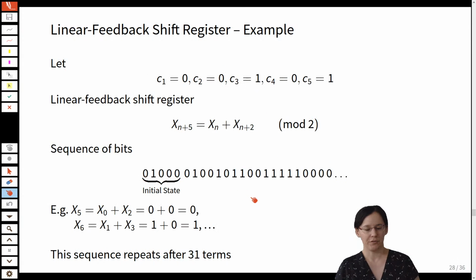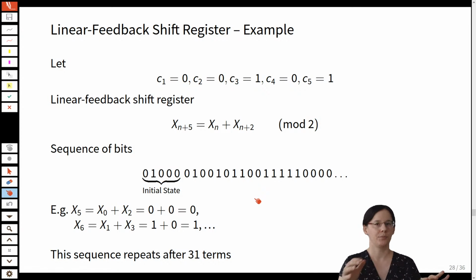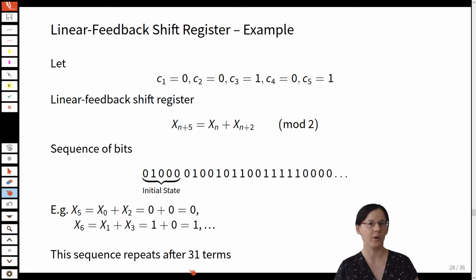So I'm publishing my entire state over time, and I'm also overwriting it with other values. But what this also means is that whenever I get to the same initial state again, from there on all my output stream will be repeating. So it's periodic. And in the present example, this period is 31. After outputting 31 bits, I will start producing the same bits again that I had in the very beginning.